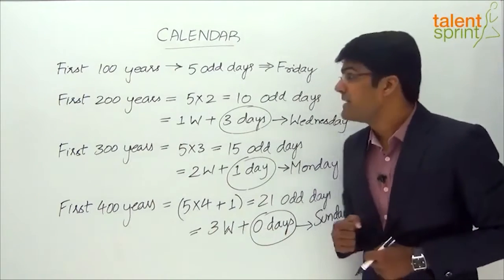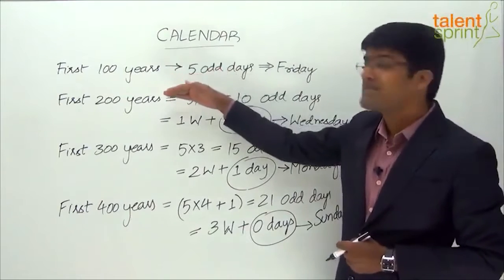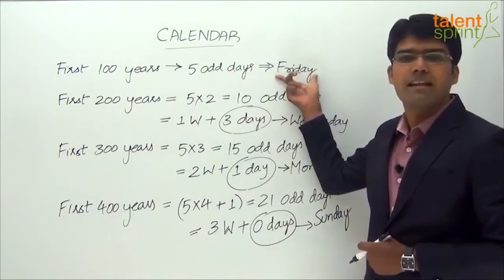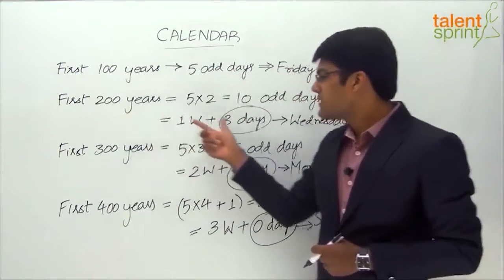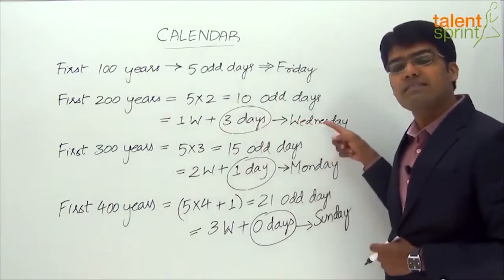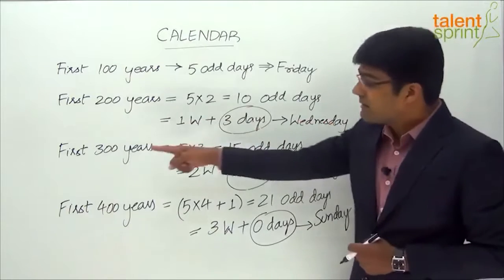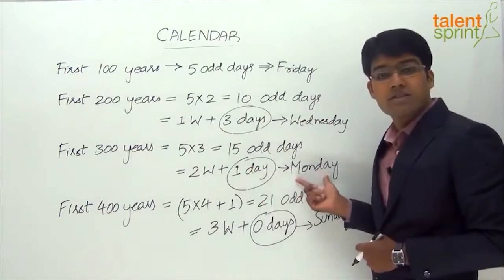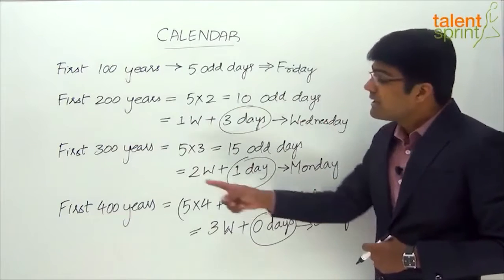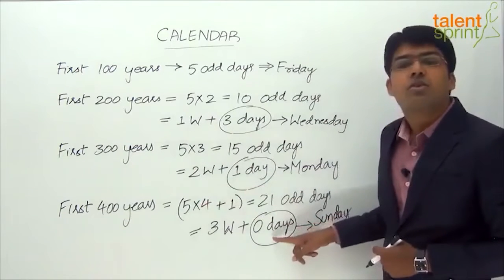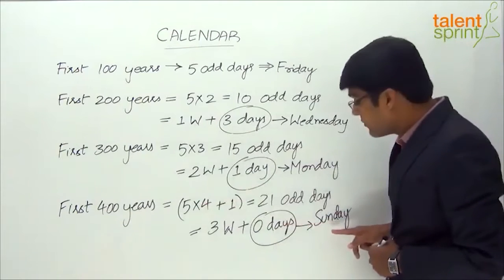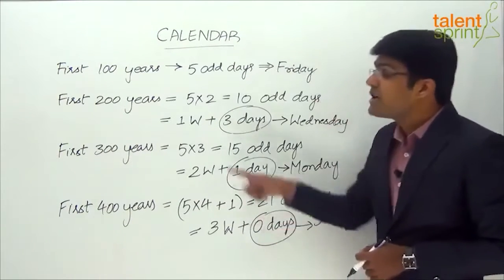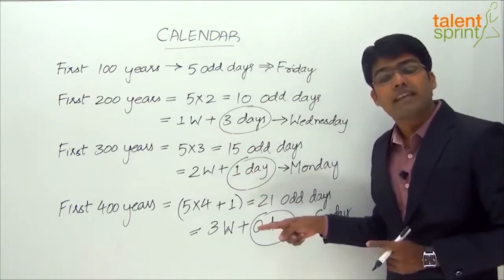So the point to be noted is, because in the first 100 years we have 5 odd days, the last day of the first century was Friday. In the first 200 years there were only 3 odd days, so the last day of the second century was a Wednesday. The first 300 years had only 1 odd day, and hence the last day of the third century was a Monday. And the first 400 years had 0 odd days, so the last day of the 4th century was a Sunday.